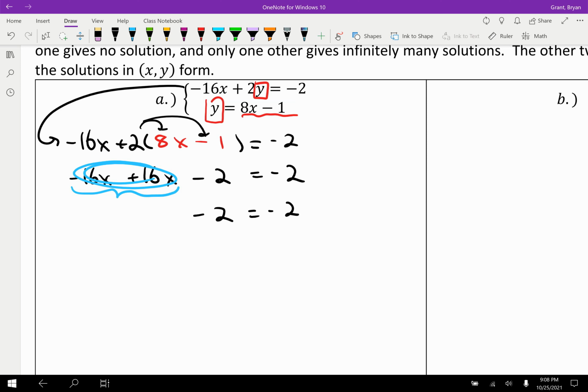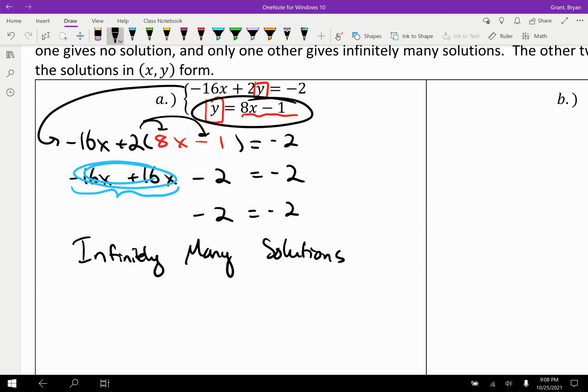There are no variables left. This is a situation we covered on the previous page. When you get negative 2 equals negative 2, those are equal to each other. So this is a case of infinitely many solutions. Now, if you had graphed each of these, this is in slope-intercept form, that's not bad, but if you had graphed this one as well, what would have happened? Well, they would have ended up being the exact same line.